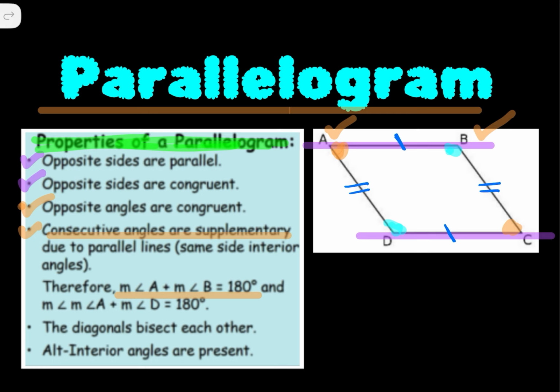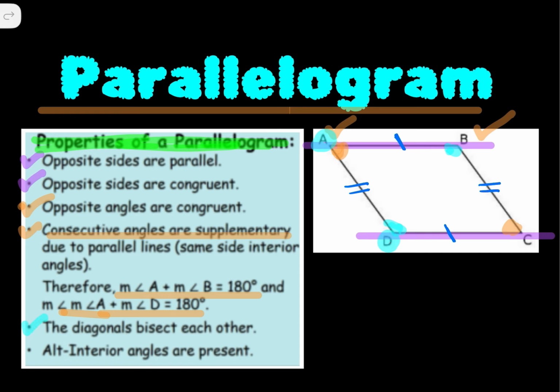Another example that we have here is measure of angle A plus measure of angle D. A, which is on this side of the figure, plus D is equal to 180. So these two angles, A and D, are examples of consecutive angles. There are more examples to this. Let's move on to the next one.